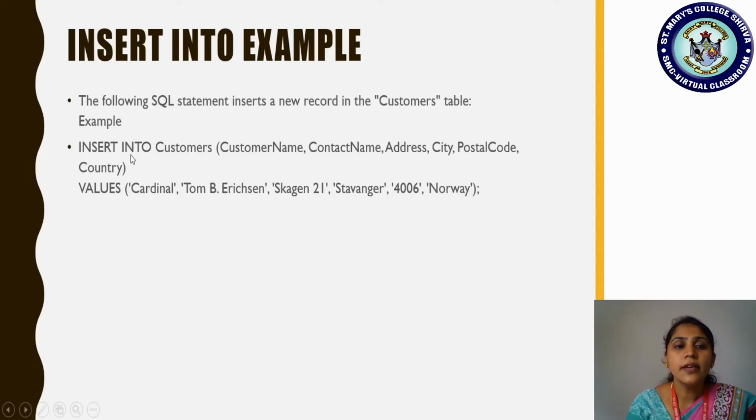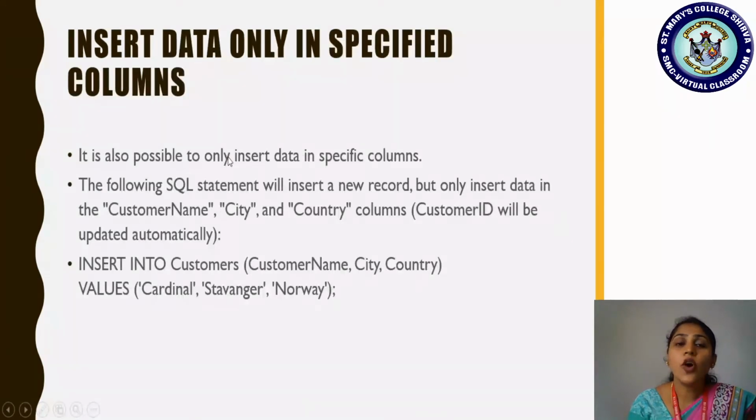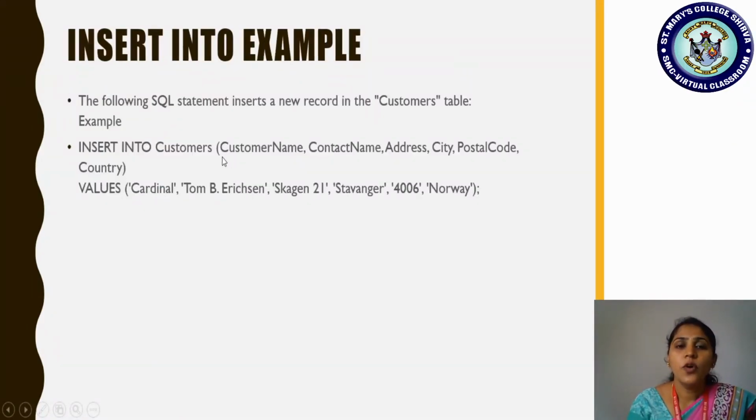So here insert into keyword, table name is what? Customers. So here they have mentioned which one? The column names. Open parenthesis, this is the first column name. Column 1 customer name, comma column 2 contact name, comma column 3 address, comma column 4 city, comma column 5 postal code, comma column 6 country. Then closing the parenthesis, we are using keyword which one? Values keyword, then open parenthesis.